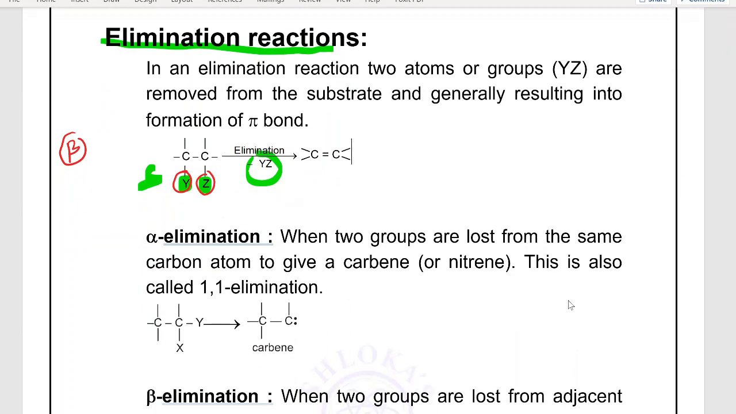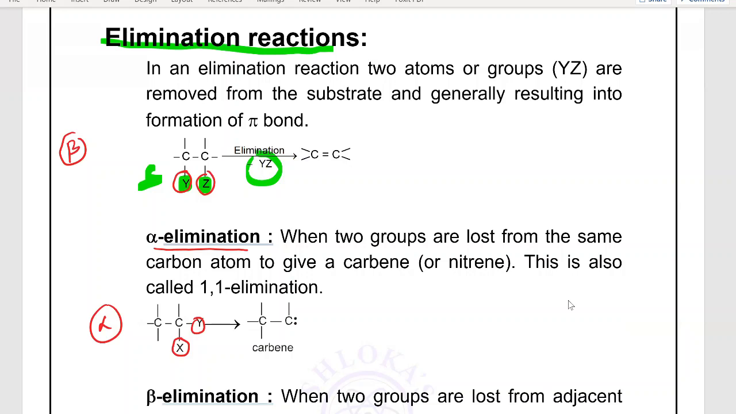Let me discuss alpha elimination. This is the elimination where the two eliminating atoms must be removed from the same carbon atom. Let us see this example. In this example, I am removing both X and Y from the same carbon atom. So this reaction can be considered as alpha elimination, and alpha elimination always results in the formation of a carbene.